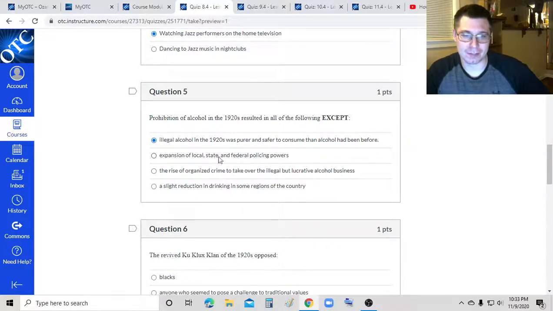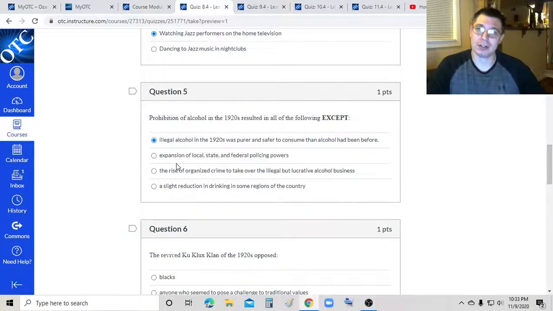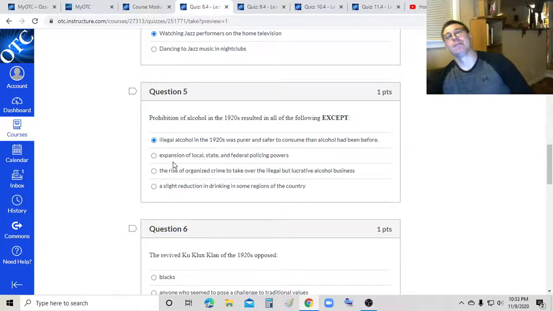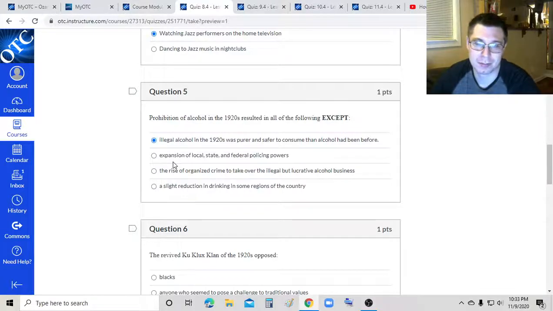But it did expand policing powers, did increase organized crime, and, well, did slightly reduce drinking in some regions of the country, but not as much as the prohibitionists were hoping for. And increasingly, the country, by the early 1930s, came to feel like the costs of policing outweighed the benefits. So when Franklin Roosevelt came into office, Roosevelt and Congress pushed for overturning prohibition and letting alcohol flow again.